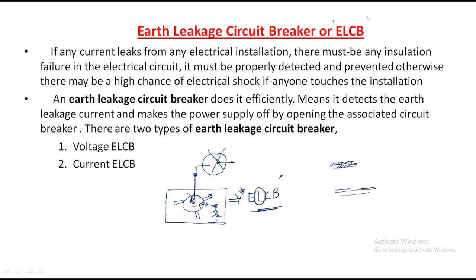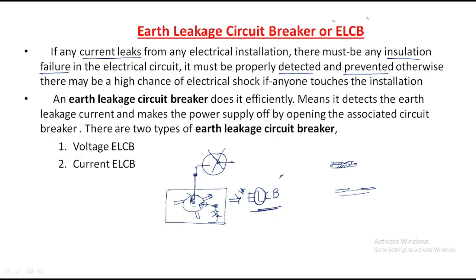Okay. So the first point: if any current leaks from any electrical installation, there must be an insulation failure in the electrical circuit. Whenever the insulation fails, current automatically leaks from it. It must be properly detected and prevented, otherwise there is a high chance of electrical shock if anyone touches the installation. So by detecting this, it can be prevented. We have to remove this, otherwise we will get shocked.